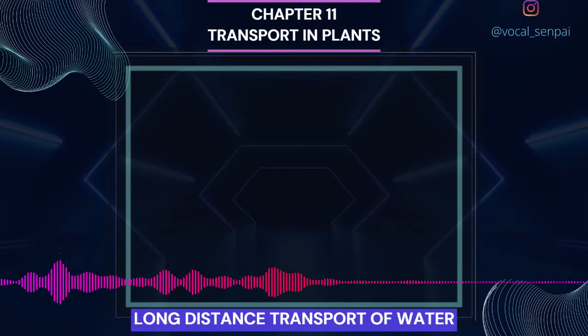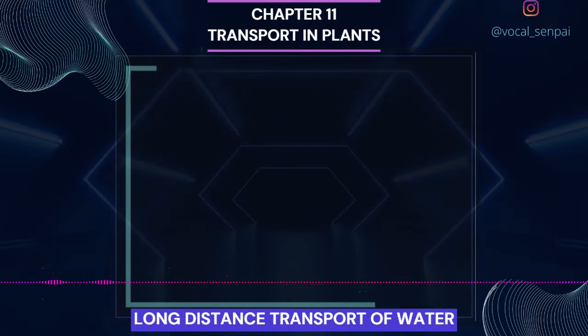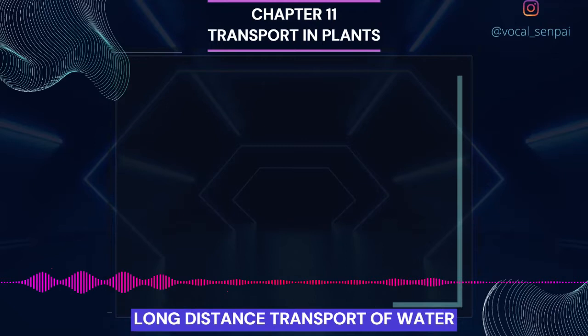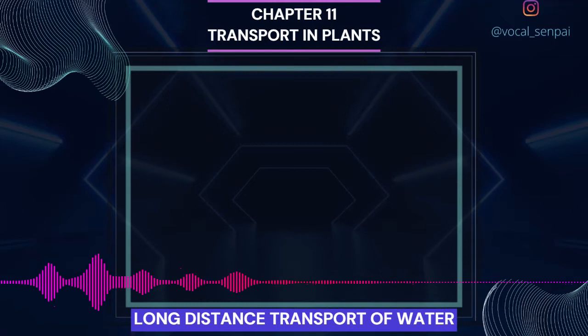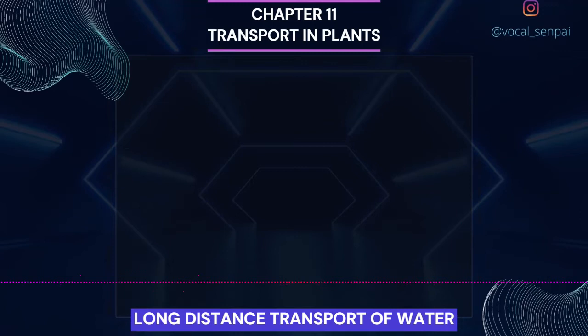Sometimes the sites of production or absorption and sites of storage are too far from each other, so diffusion or active transport would not suffice. Special long-distance transport systems become necessary so as to move substances across long distances and at a much faster rate. Water and minerals and food are generally moved by a mass or bulk flow system.